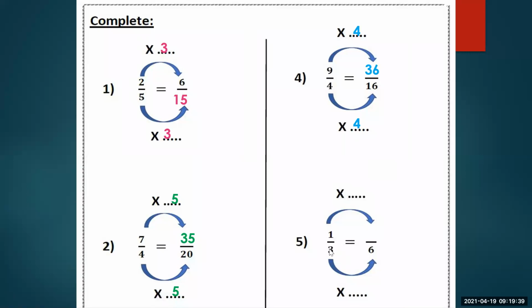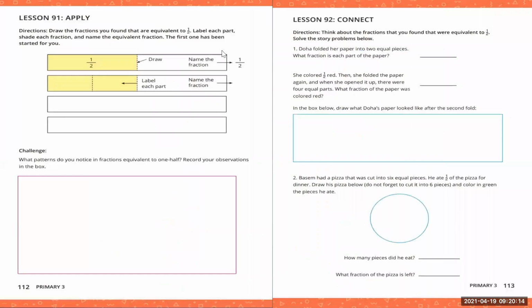Here, look at the denominator. 3 times what will give me 6? 3 times 2. Great, Muhammad. Great, Ali. Great, Alia. Excellent, Adam. Great, Dareen. 3 times 2, so I will write 2 down and up. What I do here, I must do here. Don't forget. 1 times 2 equals what? 2. Great. Now let's move to our math book.